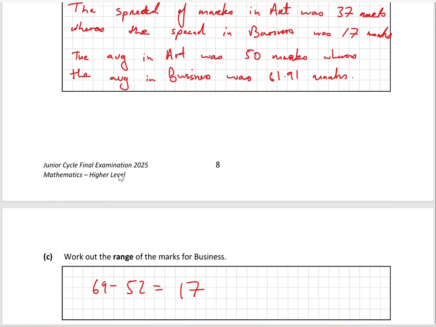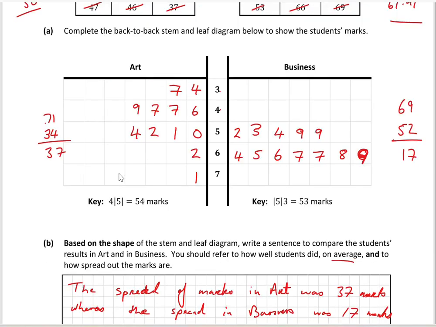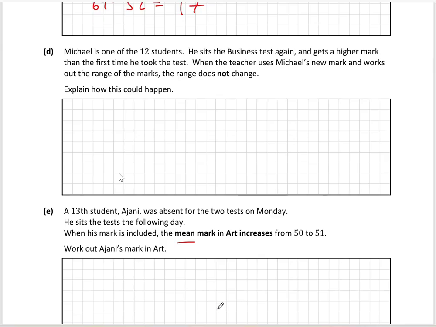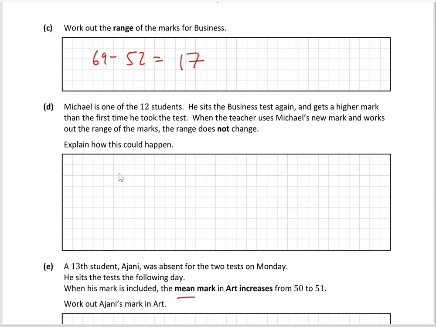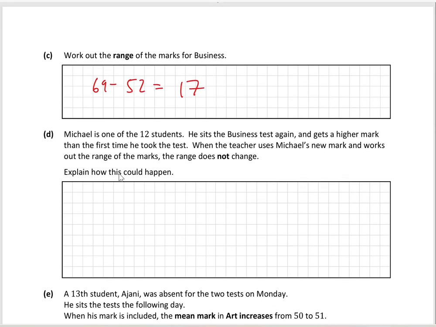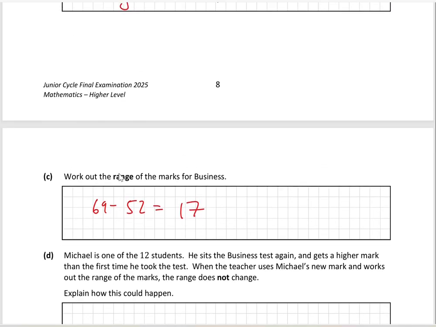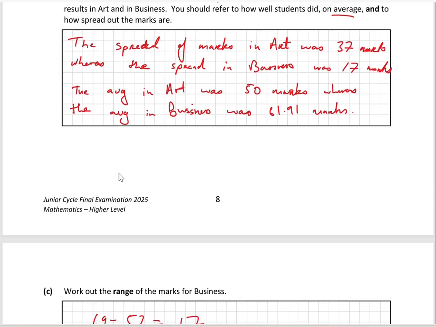Work out the range of marks for business. I've just done that. Okay, make sure I got that right. I did, yeah. 17. Let's take one away from the other. Michael is one of the 12 students. He sits the business test again and gets a higher mark than the first time he took the test. When the teacher uses Michael's new mark and works out the range, the range does not change. Okay, well, just to take an example, right? He gets a new mark, but the range doesn't change.